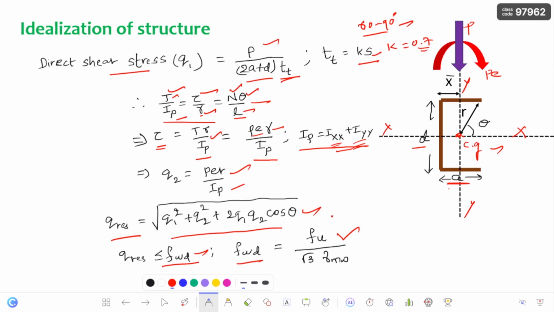So in this way, the load which is acting at an eccentricity E is going to be transferred through the weld. And this is the check you have to do for an in-plane eccentric connection of the weld.